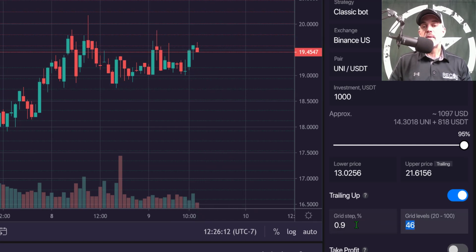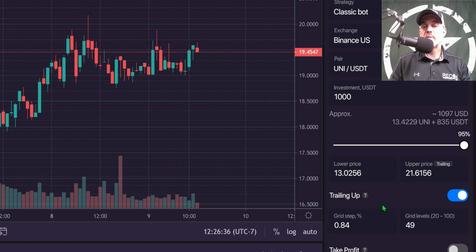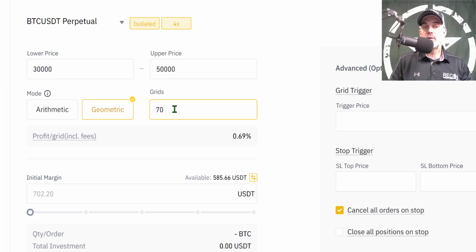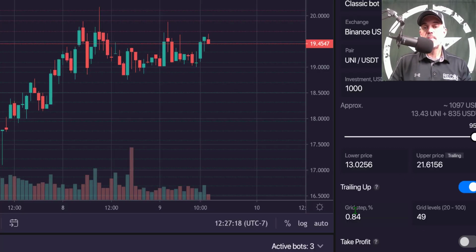And with Bitscap, you can play with the grid spacing or the number of grids. In this case, I could say I want 49 grids. And so that would give me grid spacing of 0.84%. So now I know what my profit factor would be on the move up. And with the other two platforms, they're not quite as friendly, but they do allow you to determine your number of grids, and that would then determine your profit. You can't actually determine your profit, which would then determine your grids, where with Bitscap, I can play with either grid spacing or grid levels, depending on what I want to do.